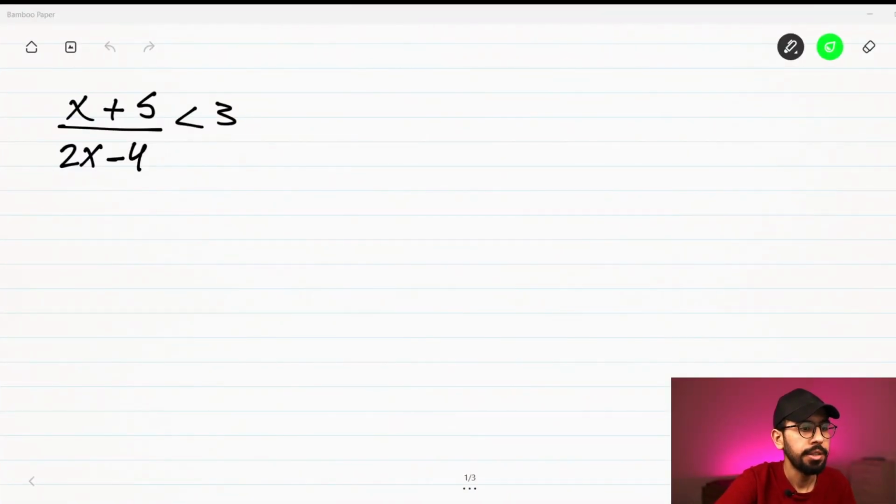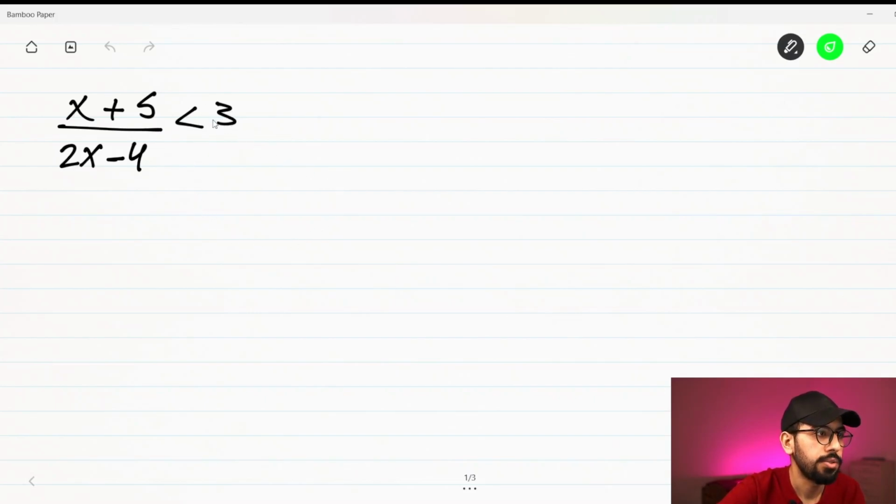In this video we'll talk about inequalities: smaller than, greater than, smaller than or equal, greater than or equal. You know this type of equation. Let's jump into the computer and try to solve it. We have this one here: (x plus 5) divided by (2x minus 4) smaller than 3.